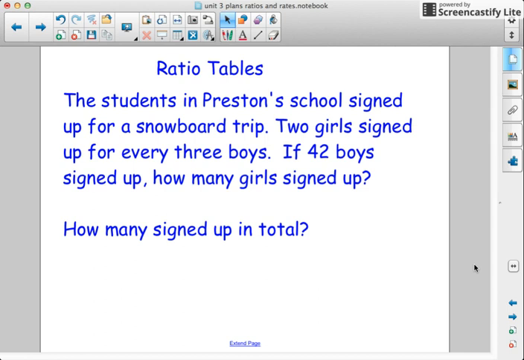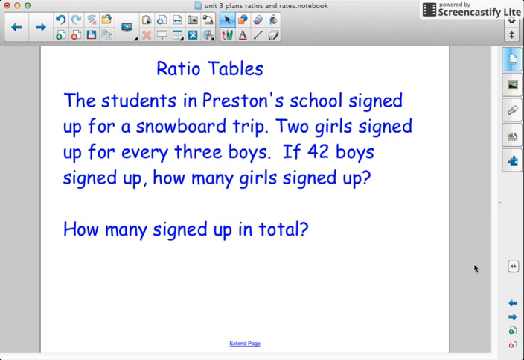We're going to go over how you can use ratio tables or equivalent ratios to solve problems. So this first problem says the students in Preston School signed up for a snowboard trip. 2 girls signed up for every 3 boys. That's the ratio. If 42 boys signed up, how many girls signed up?